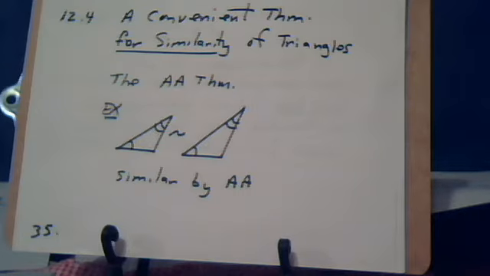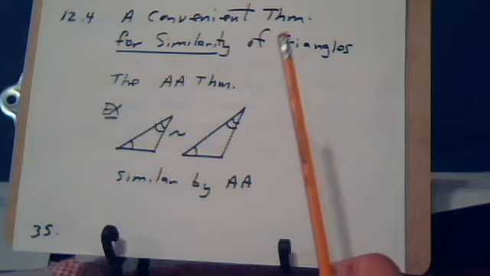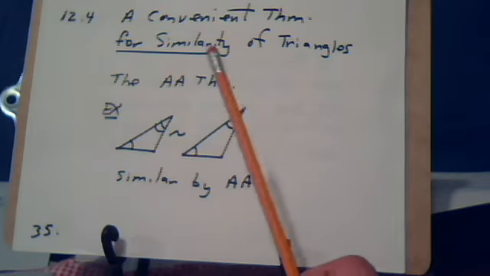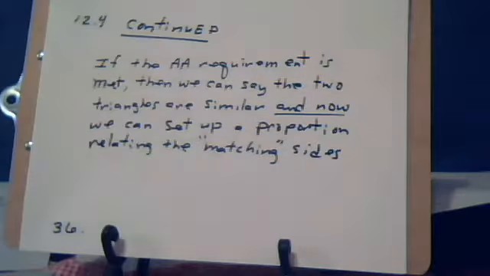There's a convenient theorem for similarity of triangles. If you could show that two angles of one triangle are congruent to two angles of the other triangle, that's enough to conclude that two triangles are similar, and they're similar by the AA theorem. If the AA requirement is met, then we could say that two triangles are similar, and now we can set up a proportion relating the matching sides.